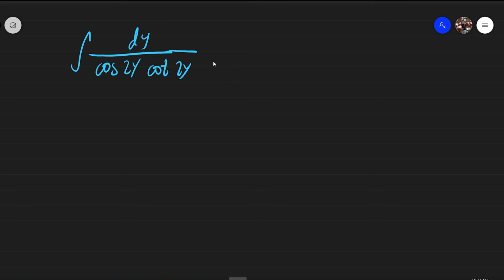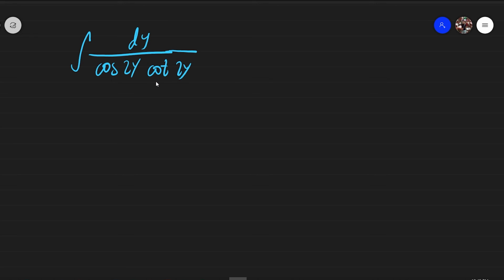Okay, so what you are going to do here is manipulate this function so that it comes up in the form, in the identity, of a given function that has a formula for the integration of the trigonometric function. So what I'm going to do is manipulate cotangent 2y. The arguments are already the same, so no need to apply the double angle formula.